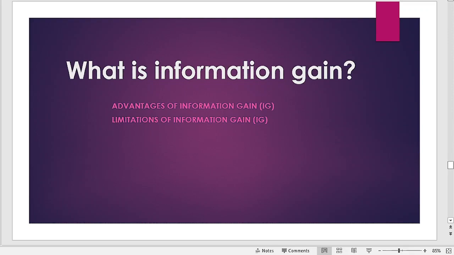Advantages of information gain. First, simple to compute. Second, effective for feature selection. Third, interpretability. And limitations of information gain: first, it ignores feature interaction. Information gain treats features independently and may not consider interaction between features, potentially missing important relationships that could improve model performance. Second is bias towards features with many categories. Features with a large number of categories or levels may have higher information gain simply due to their granularity, leading to bias in feature selection towards such features.